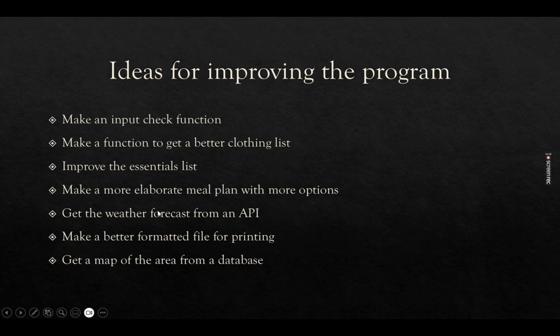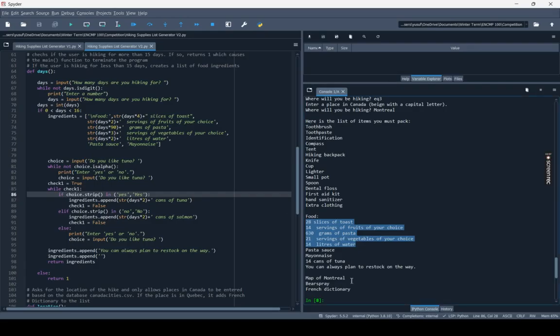And getting the weather forecast from an API would be interesting, because then that could also help with the clothing list. Then another improvement would be to make a better formatted file. Right now it's just formatted like this.